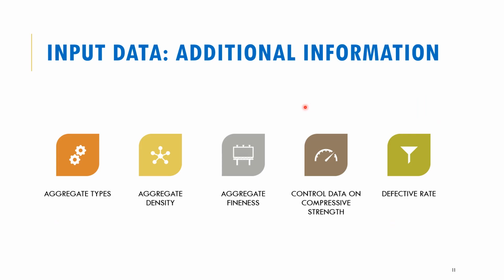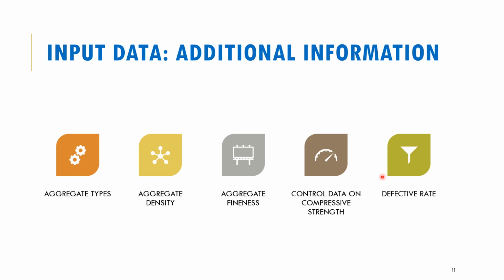Other inputs that possibly need to also be determined are labeled as additional information. You might need to determine the aggregate types that the client requires, the different aggregate densities, of course. Various aggregates, like we discussed previously, have different densities, so you need to be aware of the densities of these different aggregates. And how fine your aggregate is, and that's related to your sieve analysis, of course.